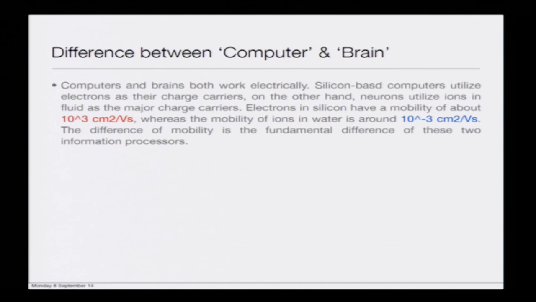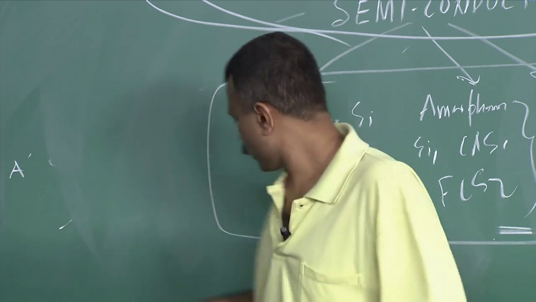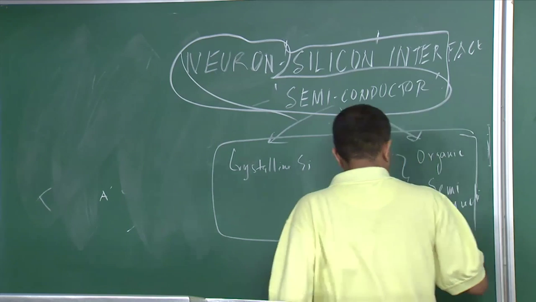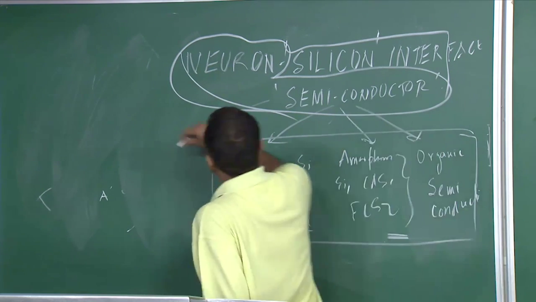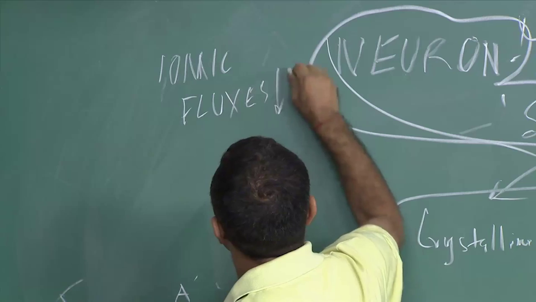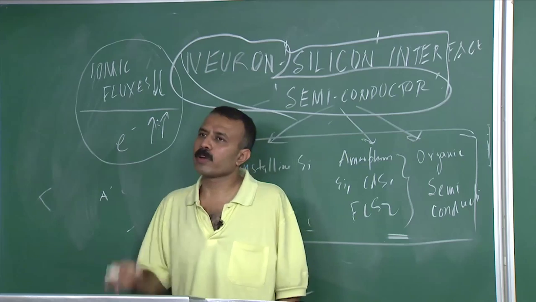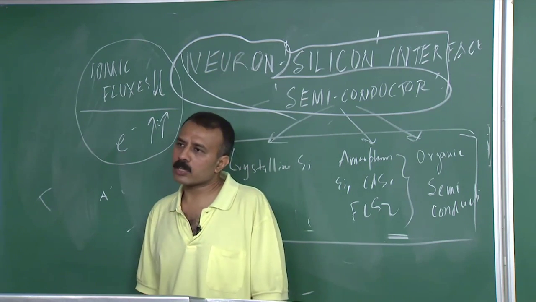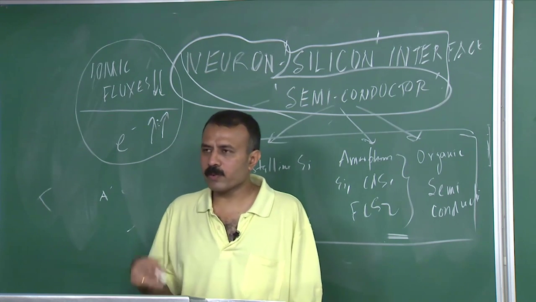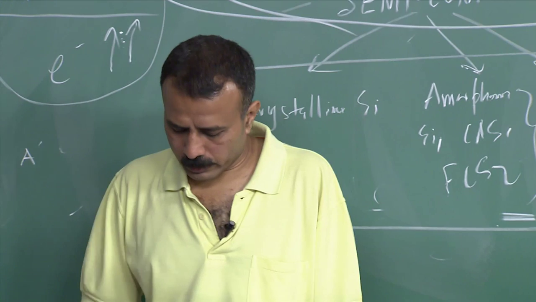Now, if you see the speed, that is stunning on this slide. Electrons in silicon have a mobility of 10 to the power 3 meter square, okay. Whereas, the mobility of the ions in water is far, far less. See the difference in the speed. Ionic fluxes are, as I was showing in the previous, well, I was kind of putting it down on the board. Ionic fluxes are extremely slow in speed. So, you are interfacing two systems whose charge carrier mobility is totally different. Okay. This difference of mobility is the fundamental difference of these two information processors. So, you are marrying an ionic system with an electronic system.